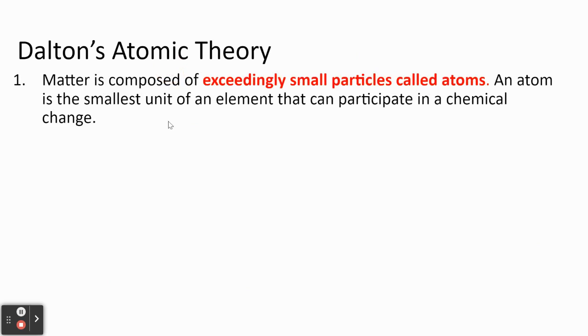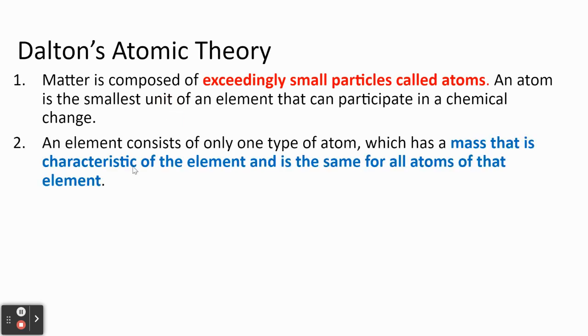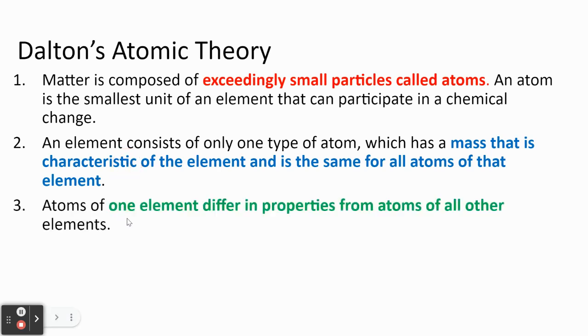Now, Dalton's atomic theory has several different statements. The first statement essentially says that matter is made up of atoms, and atoms are really small. The second statement says that atoms of the same element are all the same. So atoms of the element hydrogen are all the same, and atoms of the element oxygen are all the same. The third statement states that atoms of one element are different from atoms of another element. So atoms of the element hydrogen would be different than atoms of the element oxygen.